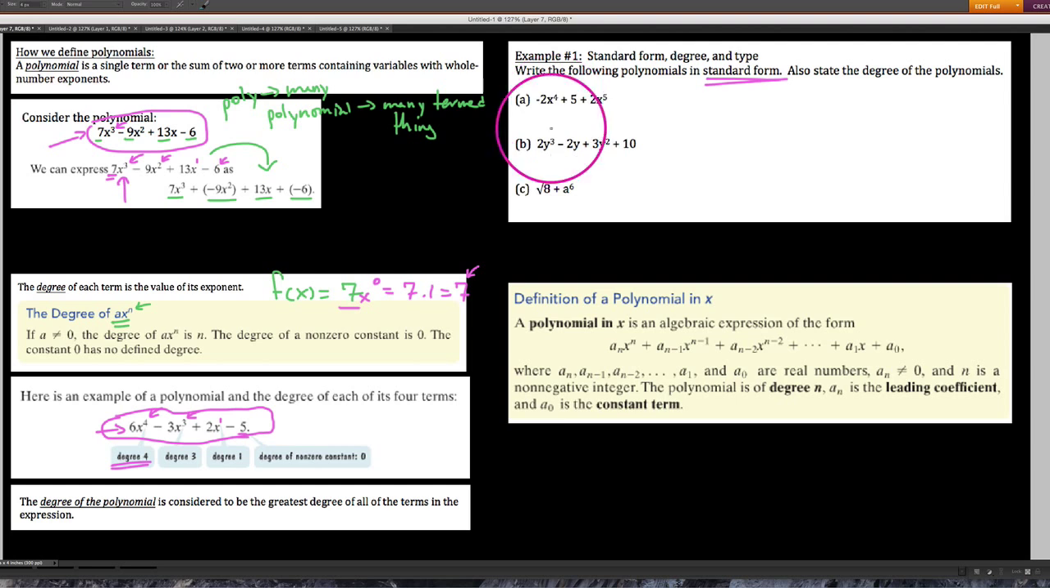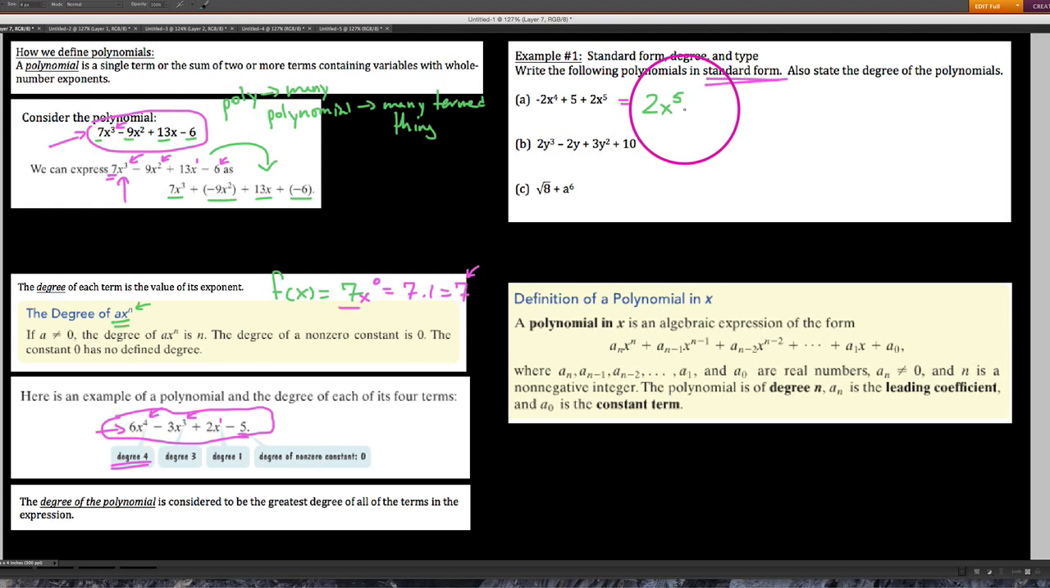So what I'd like to do before we define polynomial in x in general is essentially this. Let's take all of these polynomials that I've listed here, a, b, and c, and list them in standard form and also state the degree of the entire polynomial. We don't need to state the degree of the terms, but of the polynomial. So you'll notice here we have negative 2x to the 4th plus 5 plus 2x to the 5th. If we were to write this in standard form, well then we would need to start with 2x to the 5th since it has the highest degree of any other term.